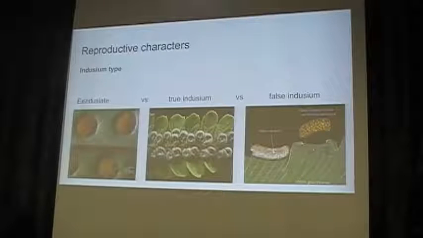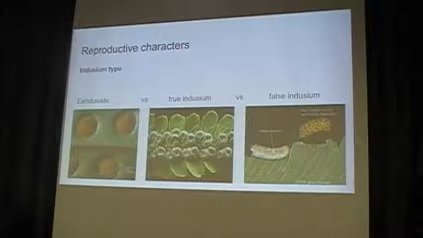Thank you. So the indusium is a pretty good character for telling different genera apart. The two downsides is that it has to be fertile. You can't tell it if it's sterile. And then the other downside is that as the plants mature, they don't need that indusium protecting the sporangia anymore. So the sporangia kind of push it aside.